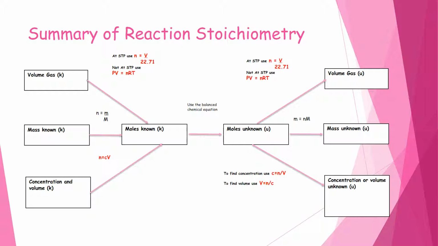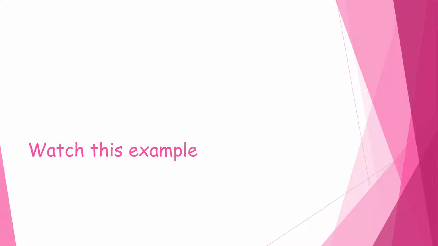So here is a summary of the stoichiometry. If you have a concentration and a volume of a known solution, then you can find the number of moles using n equals CV. From there you can find moles known, moles unknown, and then if you're continuing to find concentrations or volumes of solutions, then you can use these rearrangements. Now let's watch an example using solutions for a stoichiometry.